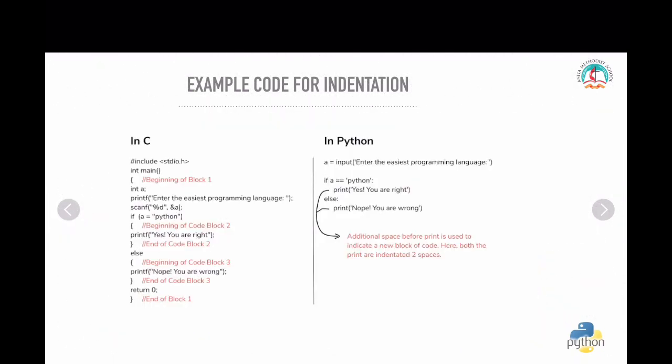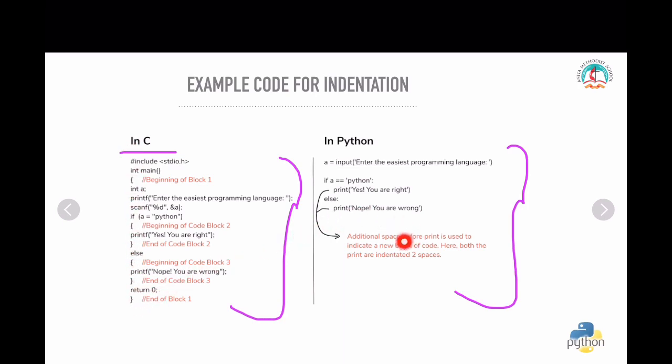So already, as I told you, you learned C++. You can see the example of how they are given in C++, and then how they are differentiated in Python. Here they are just using the beginning of code block 1, block 2, block 2 again, block 3, block 3, block 1. Here everything comes under the same line. They do not differentiate it.